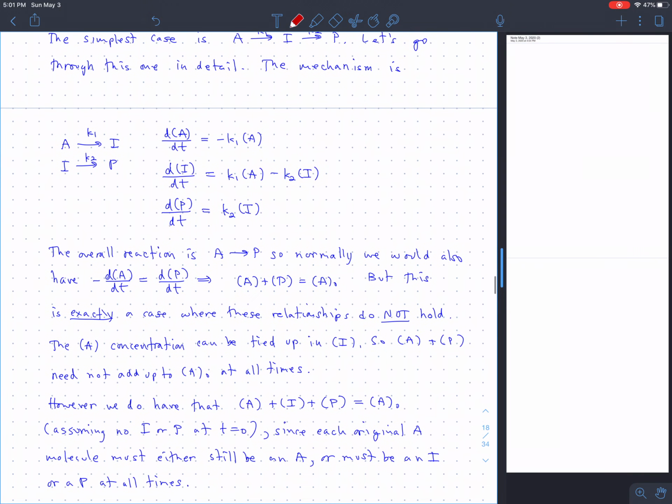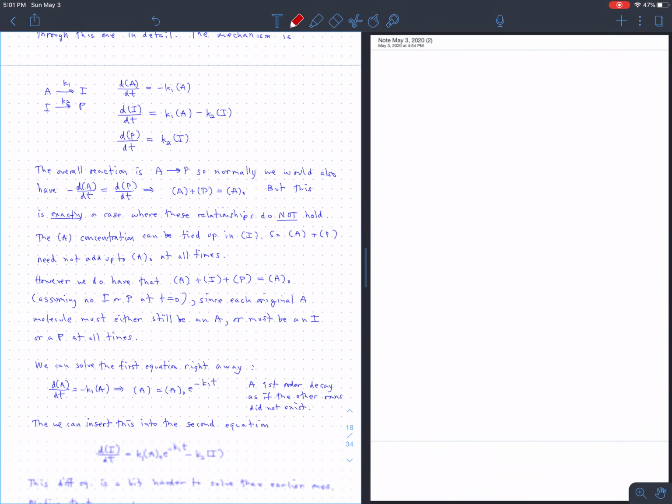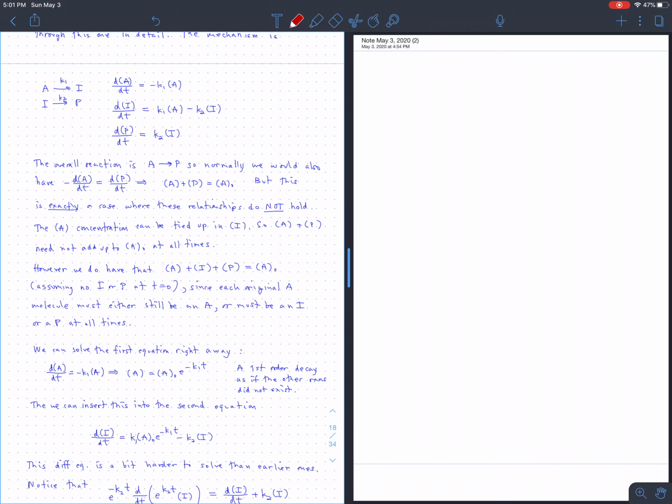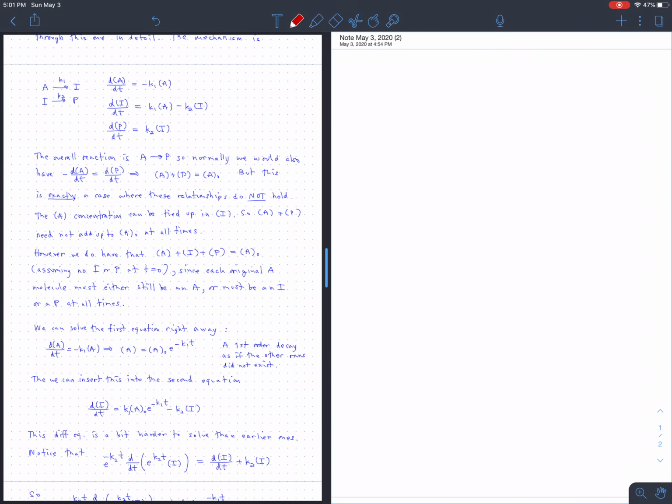All right, that leads us to the actual math. And at least for this case, I'm going to go through the math carefully so that we can see how things actually work. To do that, let me use this other page over here. So, first of all, the overall mechanism is A goes to I with rate constant K1, and then I goes to P with rate constant K2.